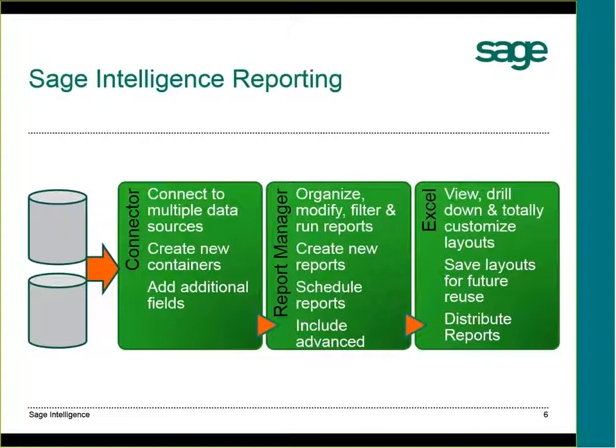Sage Intelligence is shipped with a connection already to your ERP, be it Sage 50, 100, Sage 300, Sage ERP X3. So there's already a connection to your ERP, but you can create new containers off the data within your ERP. You can also create new containers within the connector module that pulls fields and tables from other sources. It can be Excel even. It can be a CRM source. So you can pull additional fields and create new tables by which you can then create a report to pull from that data. And in Report Manager, that's where you're going to create that report.